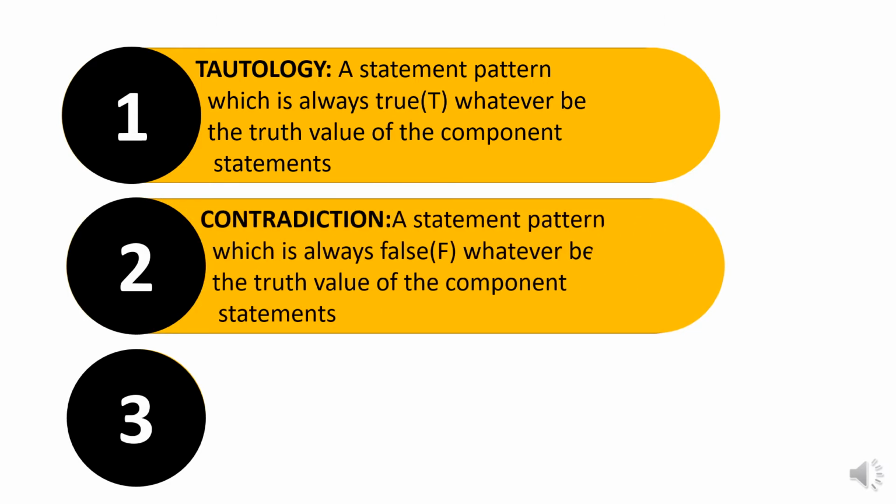A contradiction: a statement pattern which is always false, whatever be the truth value of the component statements, is known as a contradiction. In a contradiction, when we draw the truth table, the final column will always have all values F.